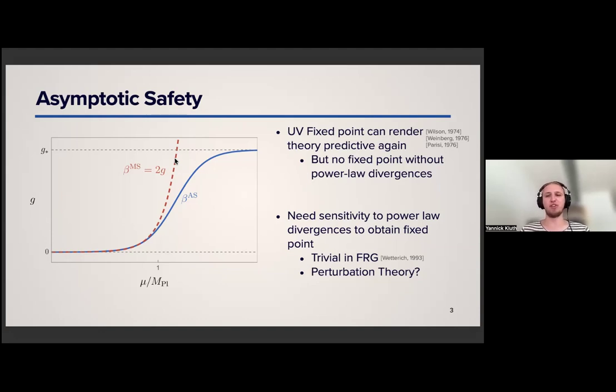Of course, we all know that while the FRG is very powerful in the sense that it's non-perturbative and sensitive to power law divergences, there are also some more subtle questions related to gauge invariance or quantum diffeomorphism invariance. And those questions are, of course, where perturbation theory could shine. And that's enough motivation for me to try to see whether we can actually see something like a UV fixed point in perturbation theory.